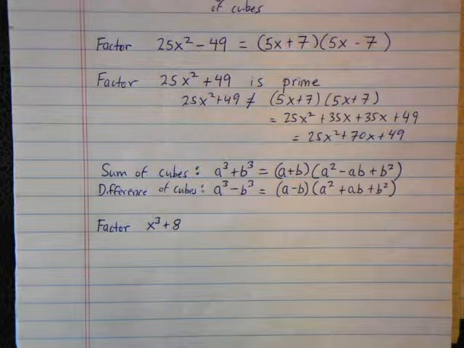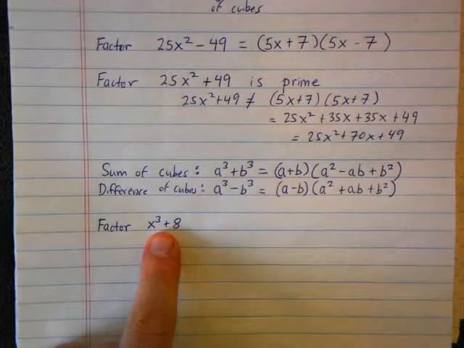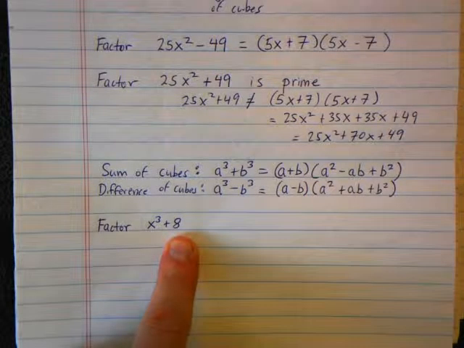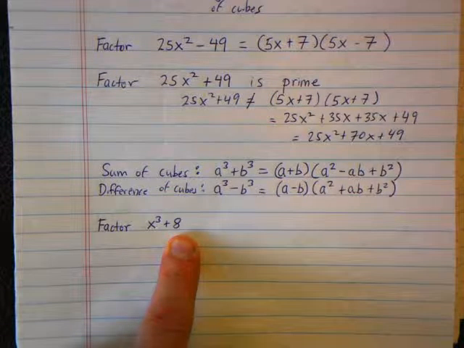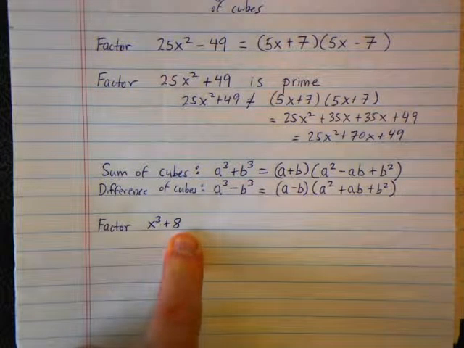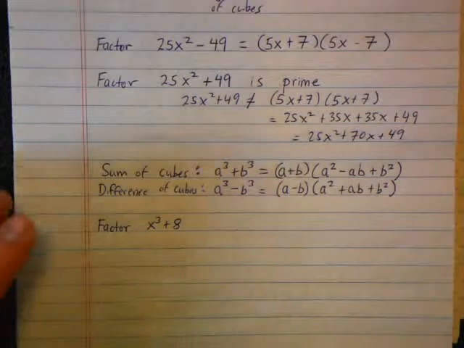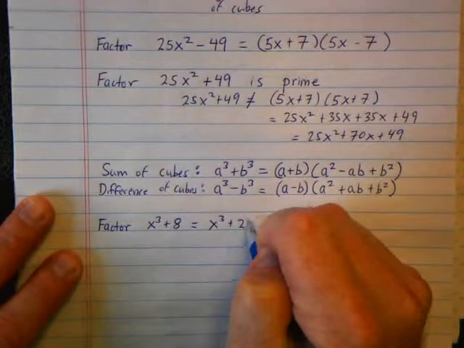Sum of cubes. And why is this one sum of cubes? Well, it's got addition, and 8 happens to be a special number. 8 happens to be not a perfect square, but a perfect cube. 8 happens to be 2 times 2 times 2. So this is the same as x cubed plus 2 cubed.